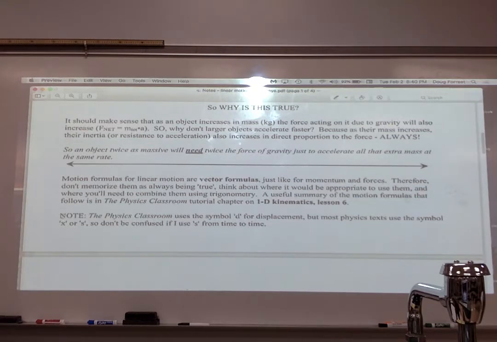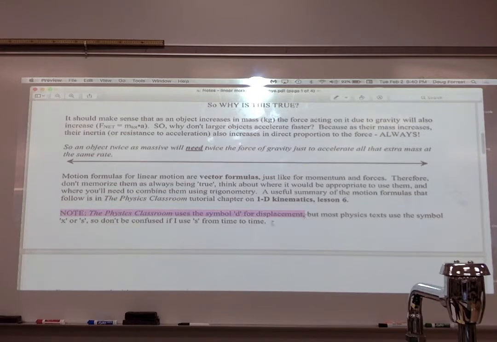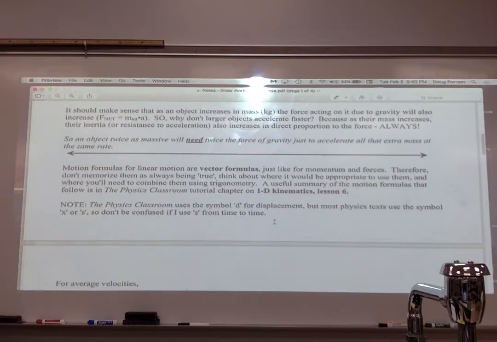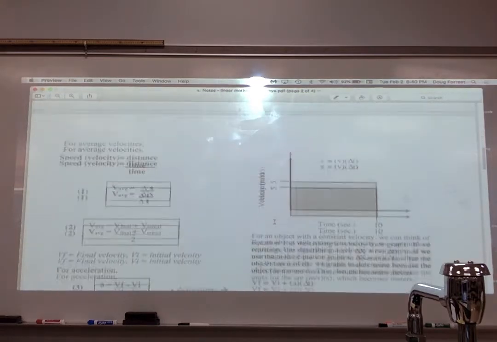The Physics Classroom does use the symbol D for displacement, but most physics texts use the symbol X or S. All tend to use X most of the time. So don't be confused about that.